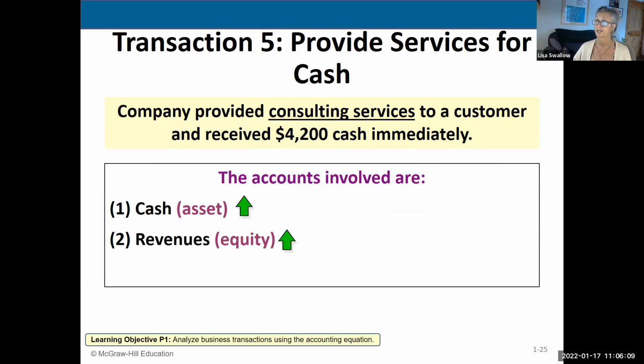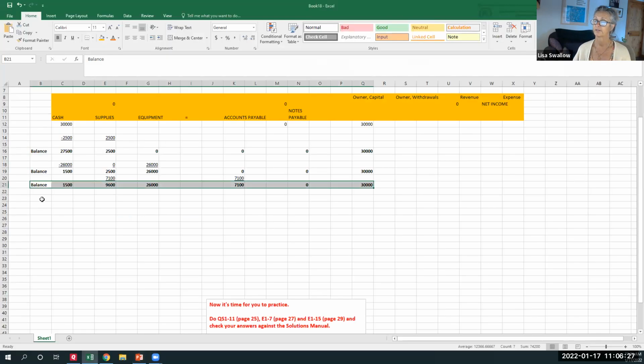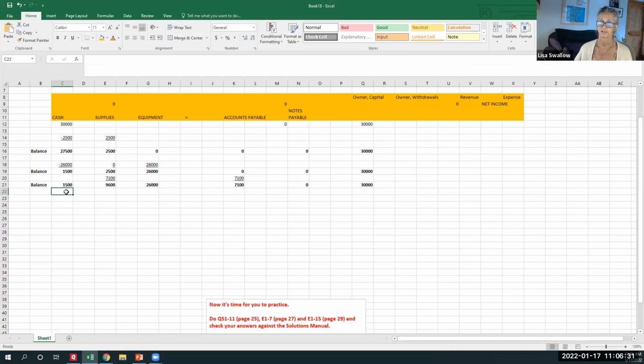What does that do to my accounting equation? Well, my cash went up, and I just earned some revenue. And remember, that's one of those 4 subsets of equity. So let's go over to our tabular format together and enter that. Okay, cash, 4,200 bucks, awesome.